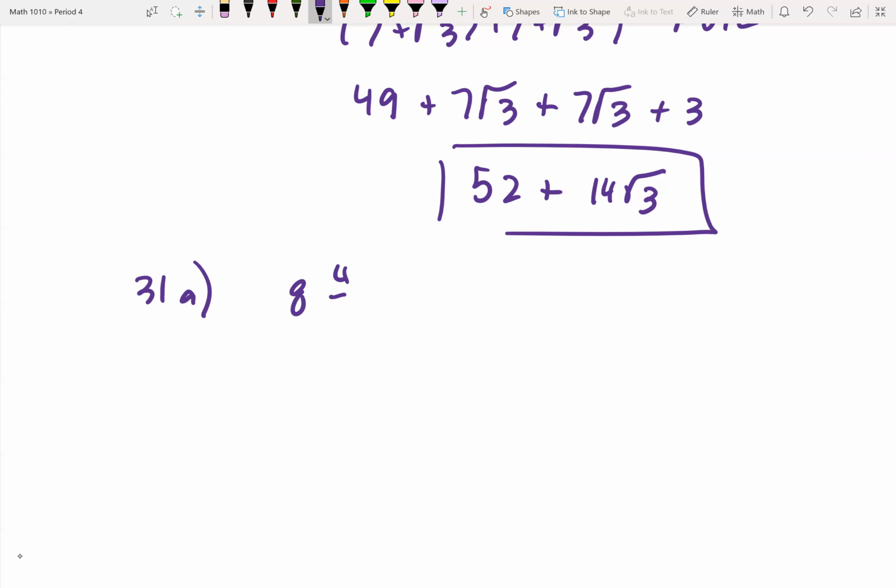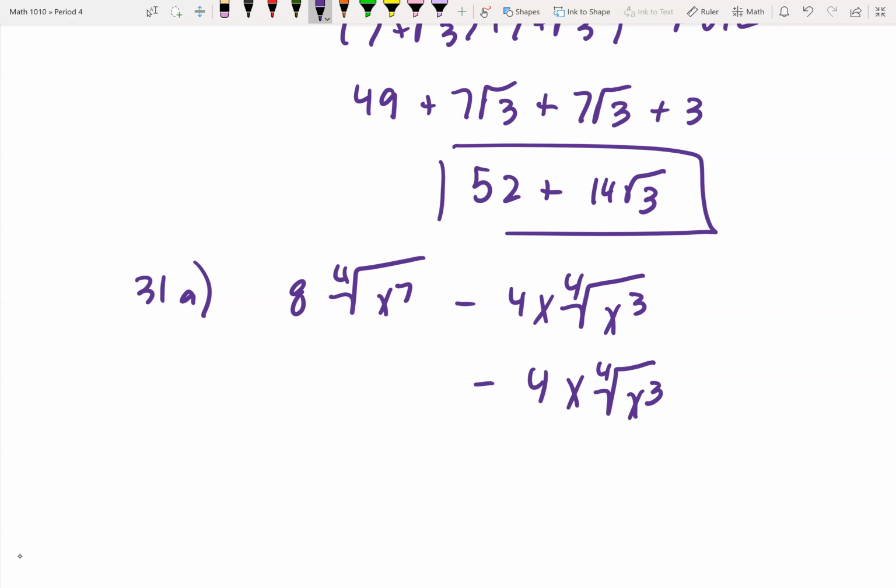Okay, here's question 31a. So you have 8 times the 4th root of x to the 7th minus 4x times the 4th root of x to the 3rd. So this second guy right here, I can see I'm not going to be able to pull anything out. Over here, 4 goes into 7 one time. So I will be able to pull some of those x's out and have 1. How many would be left over?